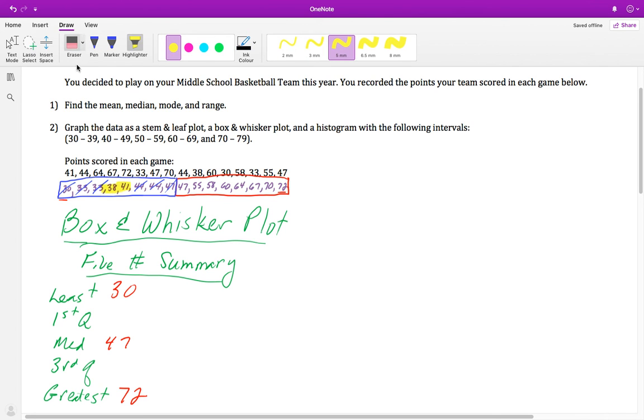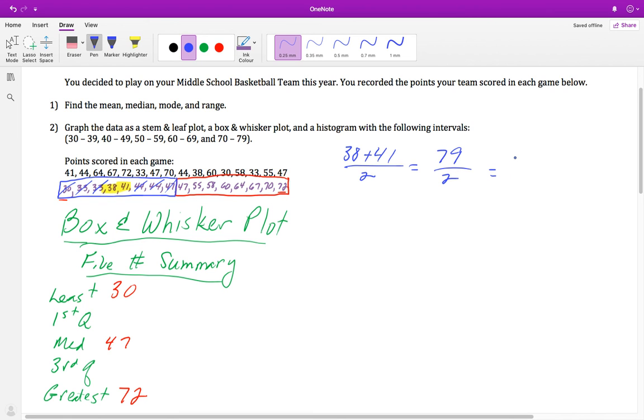So that means these 2 values are going to be what my median is, or my first quartile. So 38 plus 41 divided by 2. Well, this will then give me 79 divided by 2, which is going to give me 39.5. So I'll leave this in blue, 39.5. So that way you can see that that value gave us our first quartile.